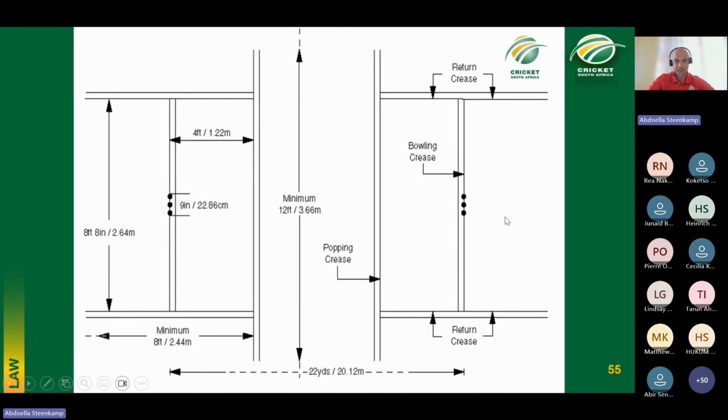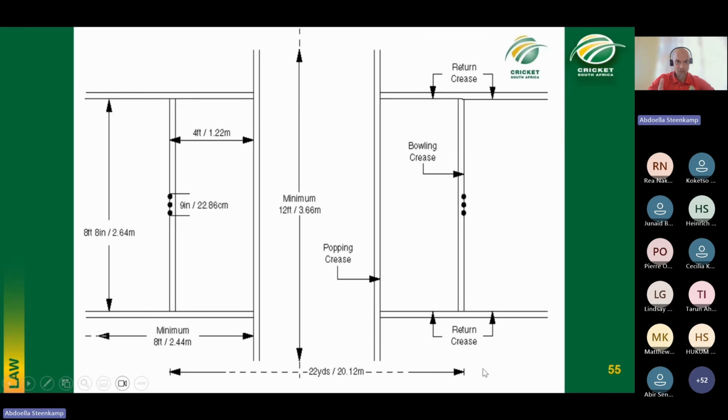So just to recap, 3 creases: one is the popping crease, one is the bowling crease, and then there are 2 return creases. And you can see in the pic, it's obviously scaled, but it also shows the length of the pitch, which is 20.12 meters. It is from the back edge of the bowling crease on the one side, right up until the back edge of the bowling crease on the other side.